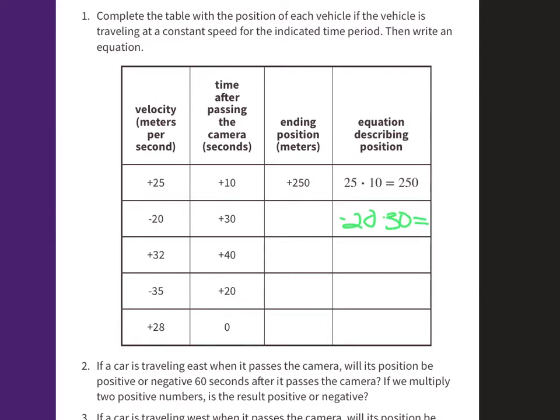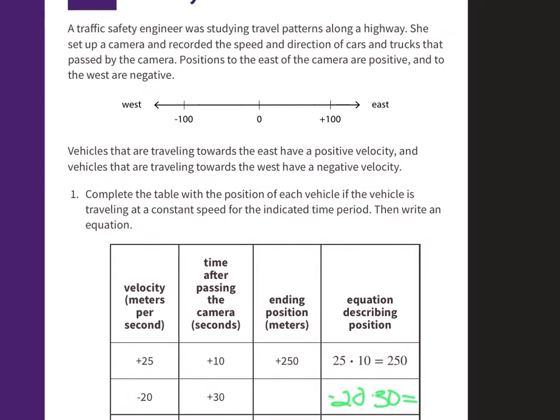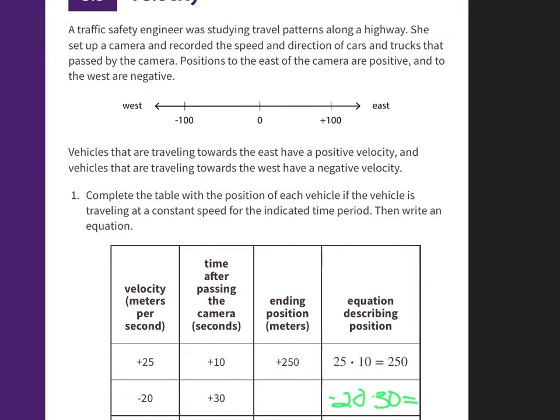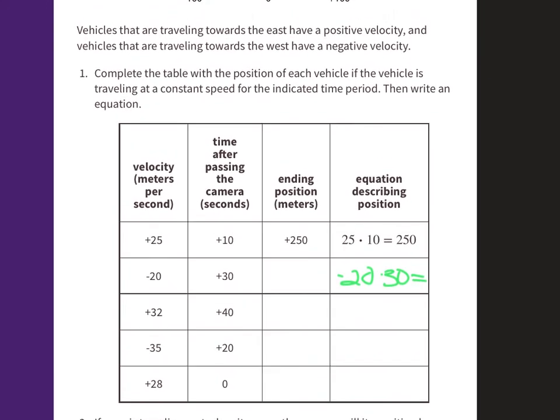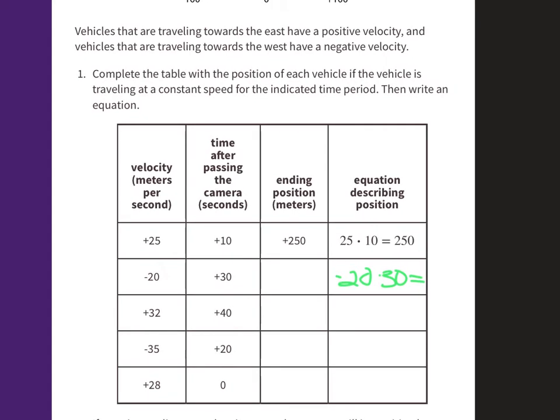Okay, well, if we're going negative 20, if we think of this line right here, we go negative 20 because we're going west, that's 1, negative 20, that's 2, negative 20, that's 3, and we keep doing that 30 times, we're going to have a negative number, right? So in my calculator, if I go negative 20 times 30, I get negative 600. So this just tells me that the car ended 600 feet west of the starting position, the camera.